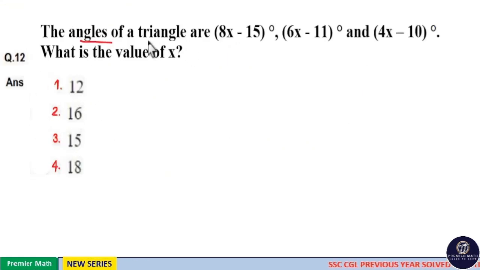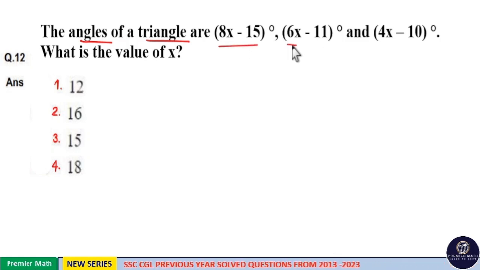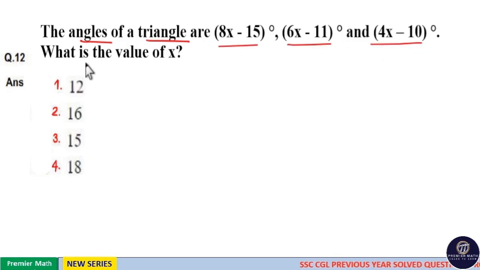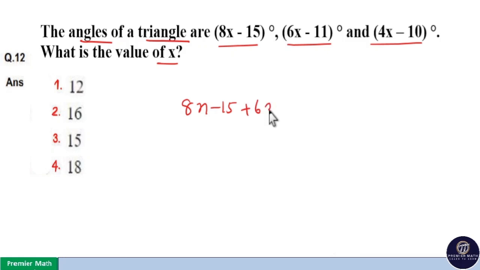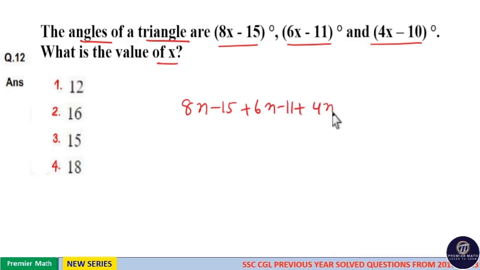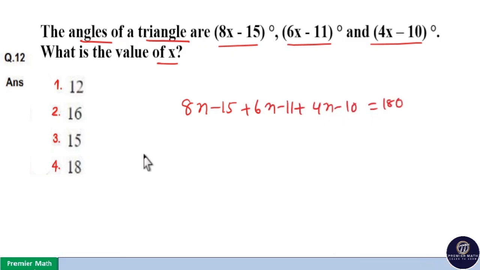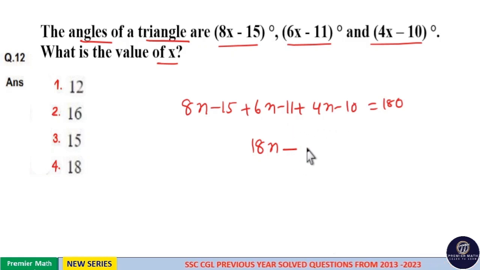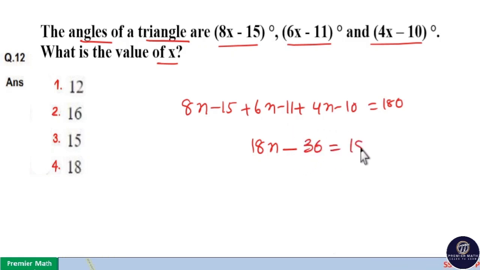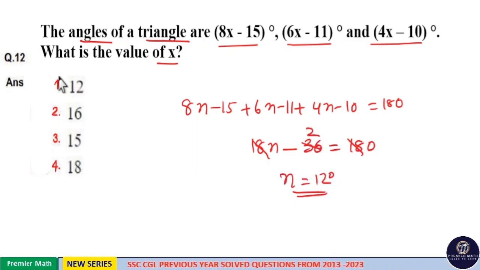The angles of a triangle are 8x minus 15, 6x minus 11 and 4x minus 10 degrees. What is the value of x? Sum of angles of a triangle is 180 degrees. So 8x minus 15 plus 6x minus 11 plus 4x minus 10 is equal to 180 degrees. 8 plus 6 is 14, 14 plus 4 is 18x, minus 15 minus 10 minus 11 is minus 36, which means 18x is equal to 180 plus 36. Now cancel with 18. That is x is equal to 12 degrees. Option 1 is your answer.